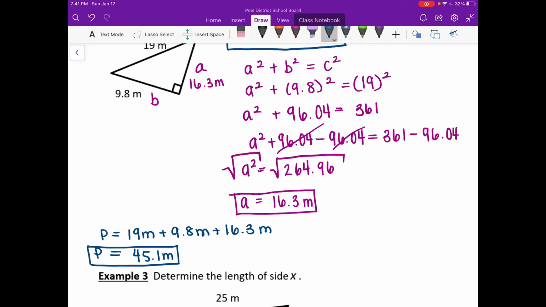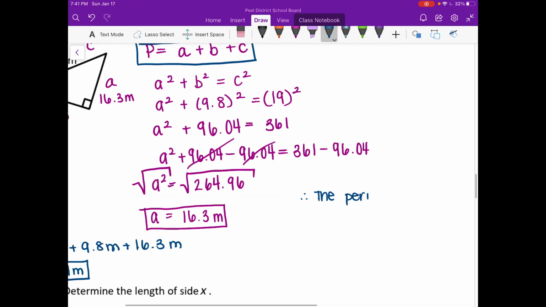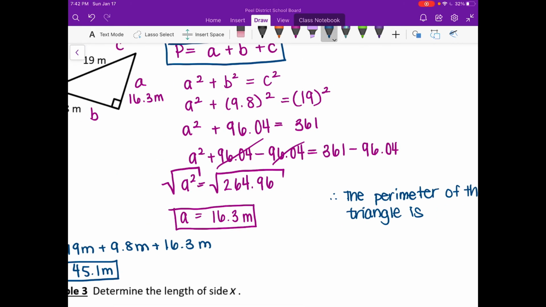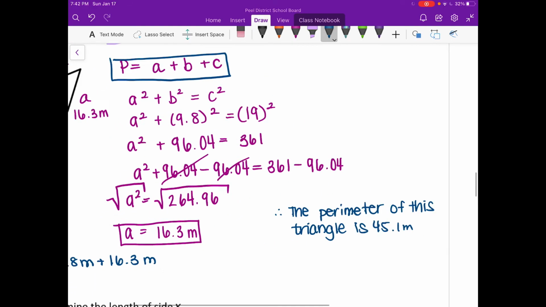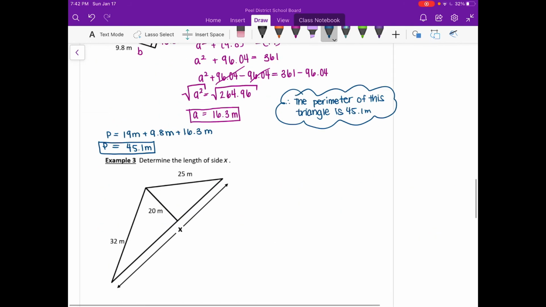So I'm going to say, therefore, always write a therefore statement, the perimeter is 45.1 meters. I'm just going to make a little cloud around it because that's my final answer. Okay?